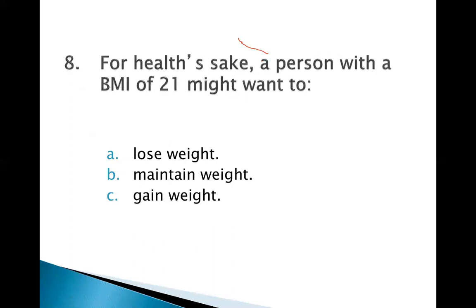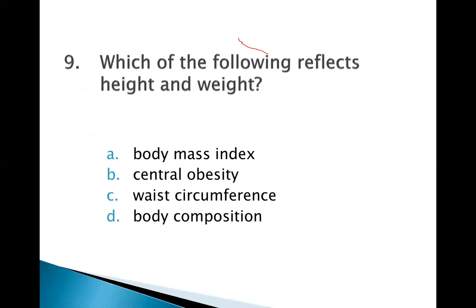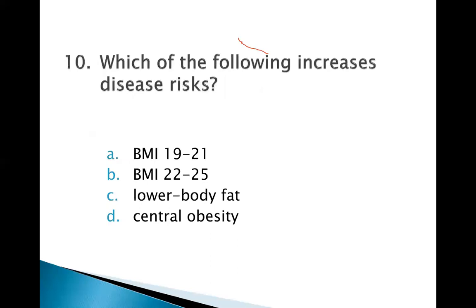For health's sake, a person with a BMI of 21 might want to, hopefully you said, maintain weight, because a BMI of 21 falls within the healthy range. Which of the following reflects height and weight? Body mass index, central obesity, waist circumference, or body composition? Hopefully you said BMI. Which of the following increases disease risks? Hopefully you said D. All right, good job, and I'll see you next time.